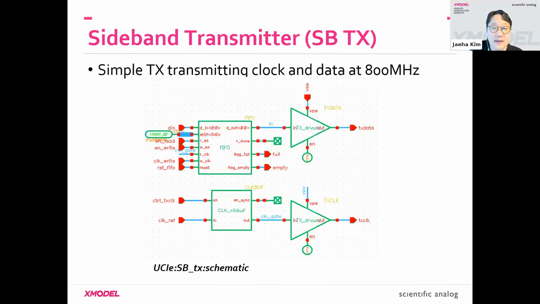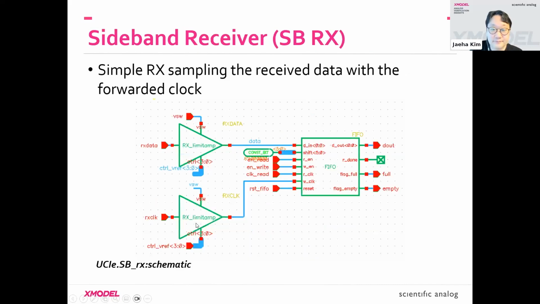But the sideband transmitter and receiver are very, very simple, and for their modeling, we can recycle many of the components we already discussed. For example, the sideband transmitter is just a simple FIFO with the final driver. There's no serialization required, and there's an additional capability for clock gating. And for the receiver, we recover the clock by limit amplifying, and then you sample the input using a flip-flop, for example. And you have a FIFO.